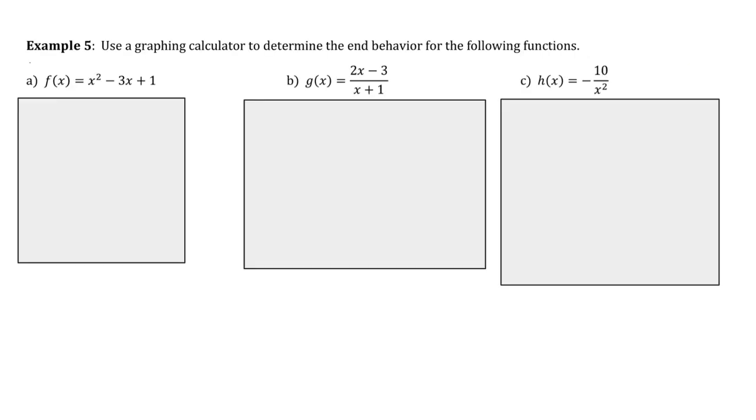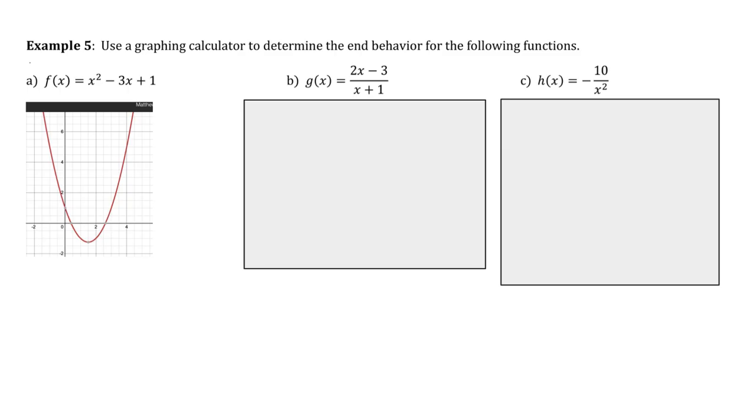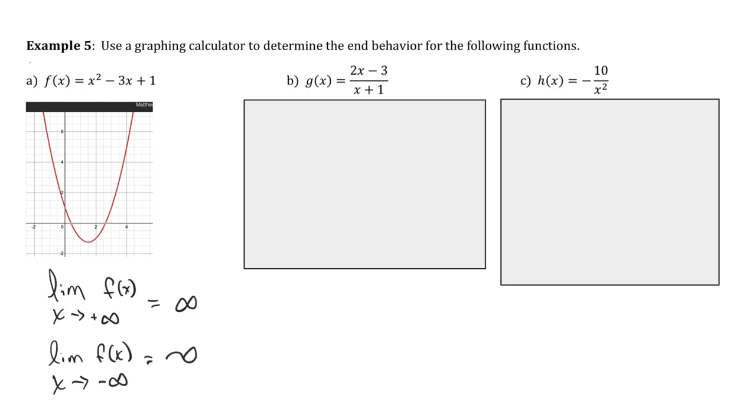All right, our last example here wants us to use our graphing calculator to determine the end behavior. So really, we're just going to look at the graph. All right, so take a second and graph these guys, and then we'll get going. So here's our first graph. So if I want to do my limit statements, limit as x approaches positive infinity, I'm moving right on the graph. So I'm going this way. My f of x is also approaching positive infinity. And what happens on the other side is it also approaches positive infinity.